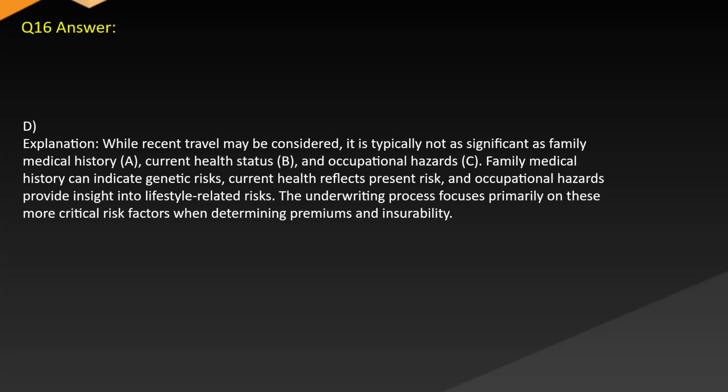Answer: D. Explanation. While recent travel may be considered, it is typically not as significant as family medical history. Current health status and occupational hazards also matter. Family medical history can indicate genetic risks. Current health reflects present risk. And occupational hazards provide insight into lifestyle-related risks. The underwriting process focuses primarily on these more critical risk factors when determining premiums and insurability.